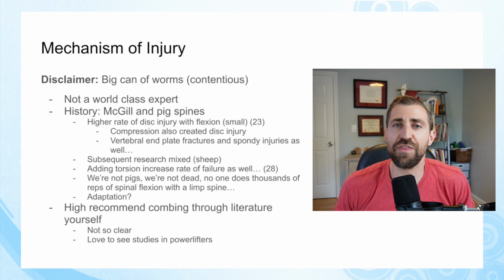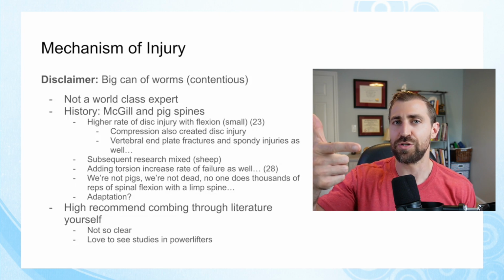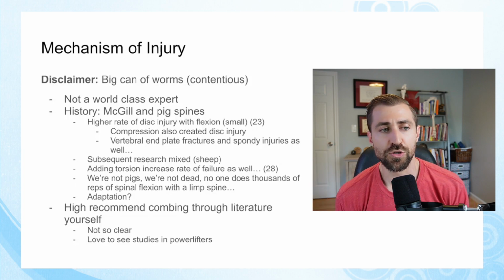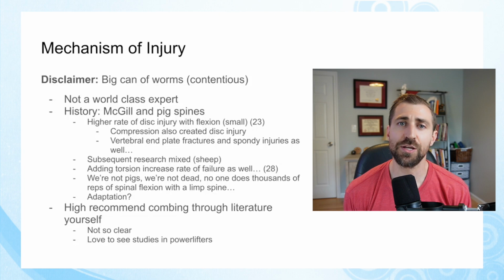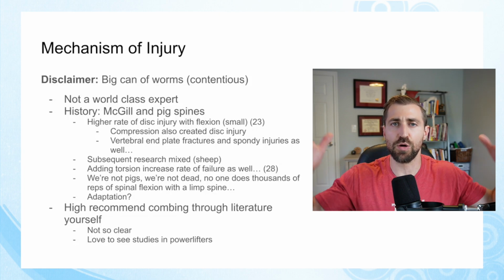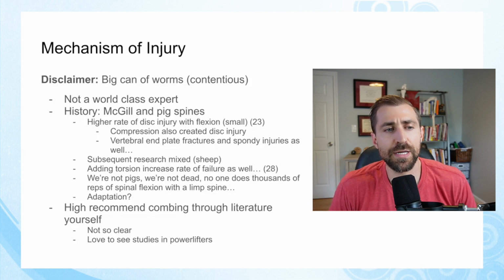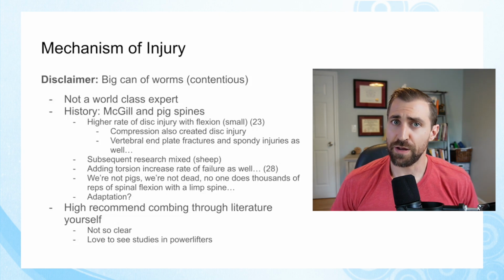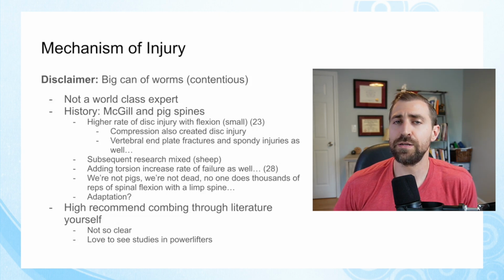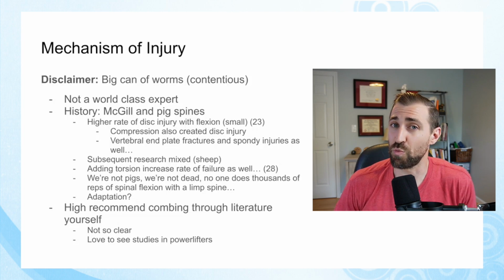And they do thousands and thousands of repetitions, and they just take note of when they have an injury and how many injuries they have, right? So Stu McGill's initial research found more disc pathology in the group that combined compression with flexion. I think the other thing to keep in mind is that he found a bunch of different types of injuries. So he found disc herniations, right, from this experiment, but he also created vertebral end plate fractures, and he actually had some spondy injuries as well, right?